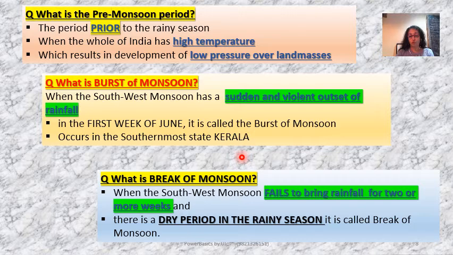What is a break of monsoon? When the southwest monsoon fails to bring rainfall for a few days or weeks, and there's a dry period in the rainy season. So it is raining all of June and July, and suddenly 15 days no rain. It happens in Bombay too. That's called a break of the monsoon. Sudden dry periods where the rainfall stops during the monsoon is called a break of monsoon.